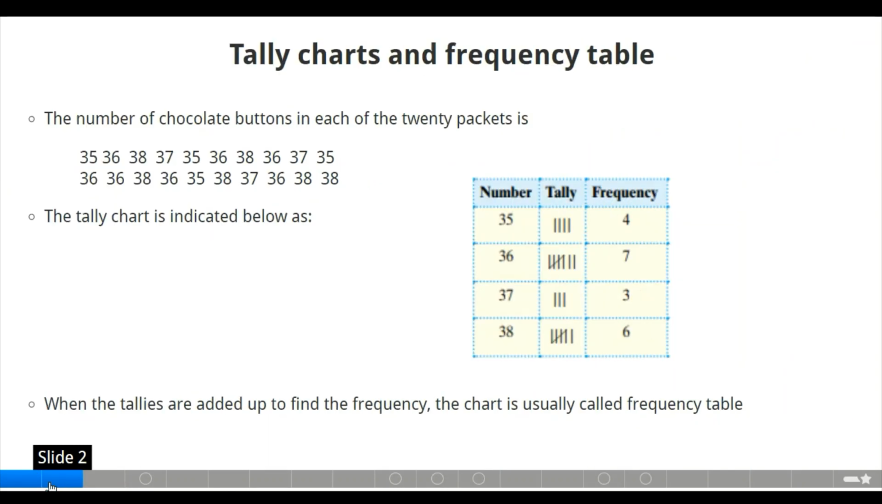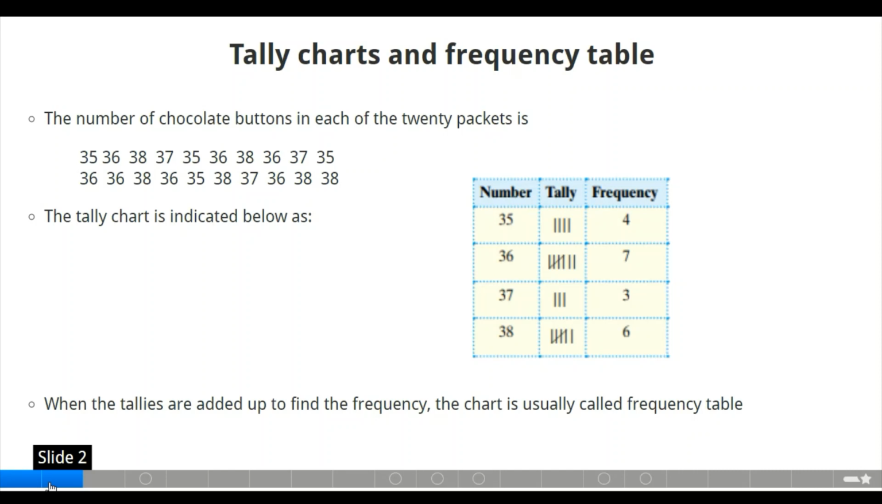Now, the very first thing here is tally charts and frequency tables. If you have a raw data set that has not been grouped and you want to group it to know the frequency, that is the number of occurrences of a specific number, we can also indicate that with a tally, that is a stroke, where one stands for one stroke, two for two strokes, and so on and so forth.